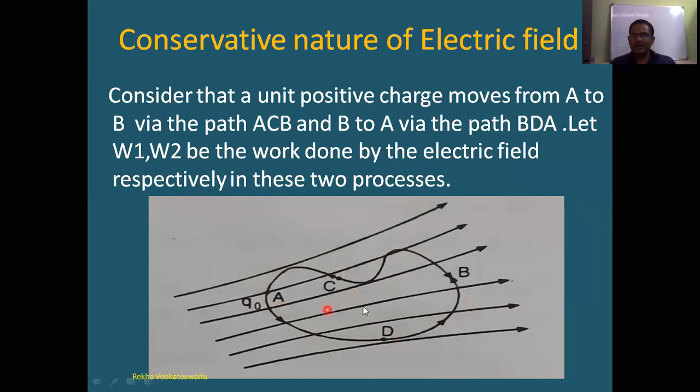Then we have to calculate. If the total work done in moving the charge over a closed path is equal to 0, then we will say that the electrostatic field is a conservative field. That is the approach we are proceeding with. Say W1 is the work done in moving the unit positive charge from A to B, and W2 is the work done in moving the unit positive charge from B to A via the path BDA.